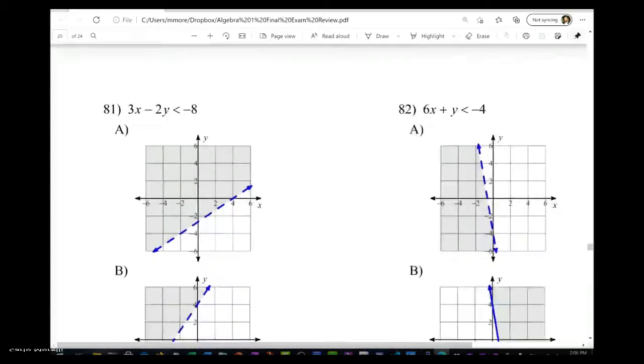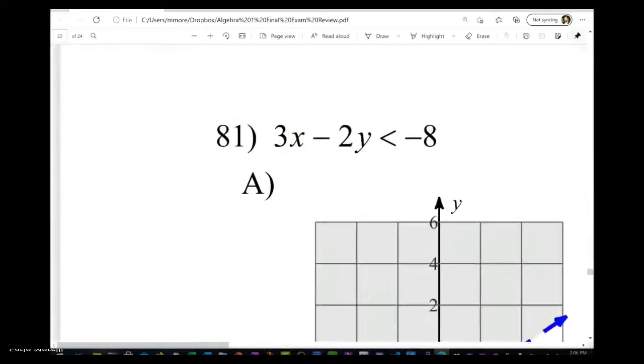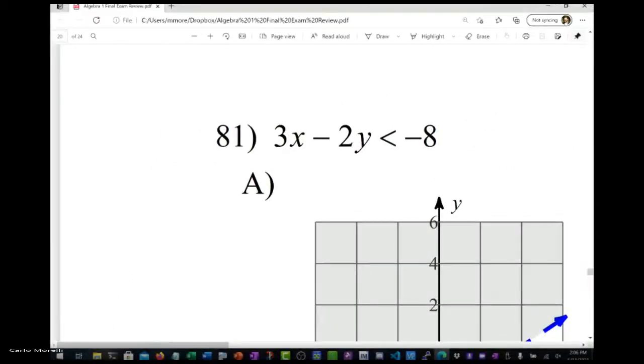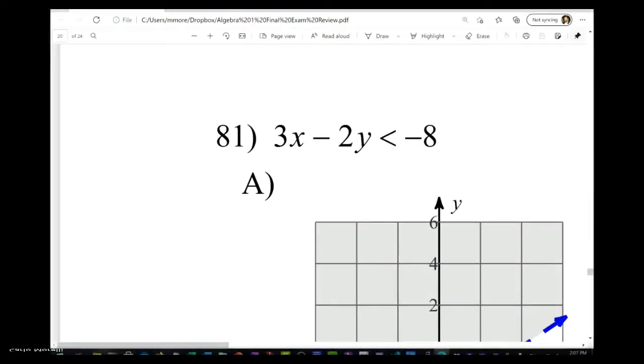Okay, now, all good things must come to an end. So not having to do any written work has come to an end. Okay? So on number 81, we're actually going to have to find some blank space on the paper and write this down. 3x minus 2y, and I'm not going to say the symbol, -8.